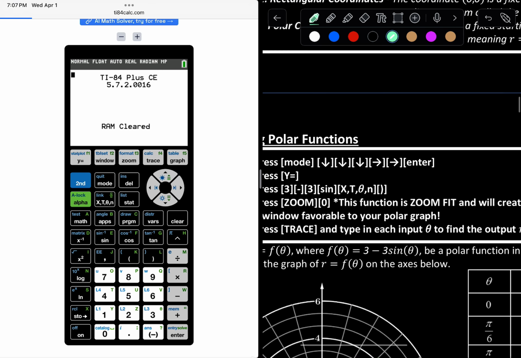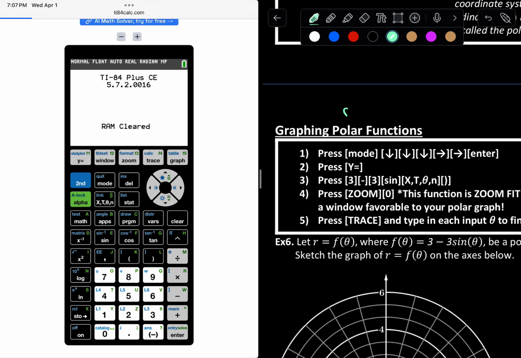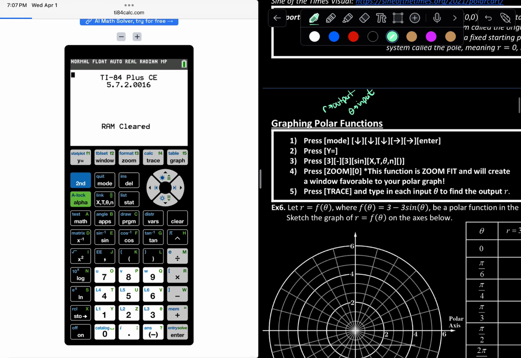So just recall from the previous lesson that r is your output, and theta is your input. And we're going to start seeing functions, and we're going to see the relationship between r and theta, and they're going to be written to align with Cartesian just so we can get more familiar with them.